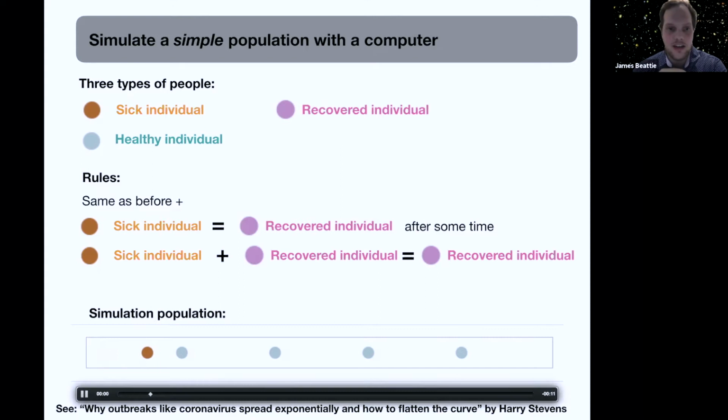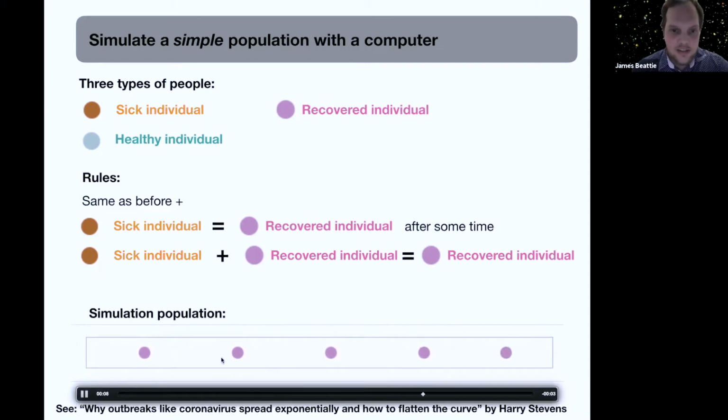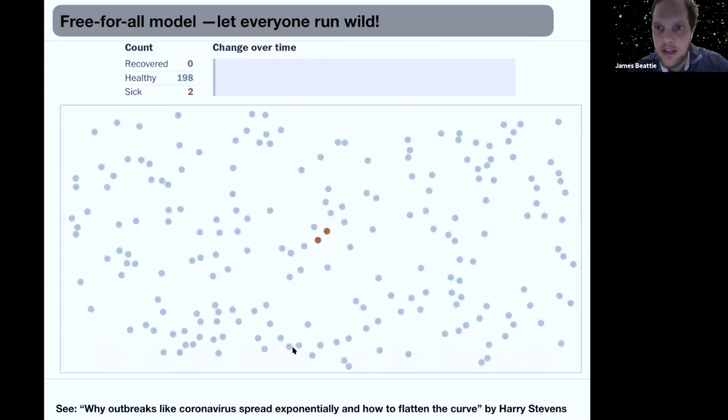So we can see how this works in 1D again. Our sick individual just turned into a recovered individual. So everyone's recovered in the population now. But again, we're not getting all the important information we need. We need a larger universe, you could say. This is only in one dimension. They're only interacting along this line. But let's see what happens in 2 dimensions.